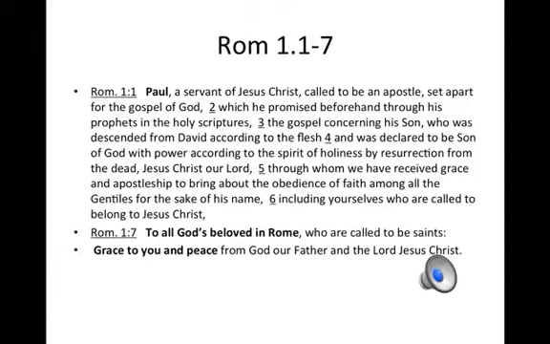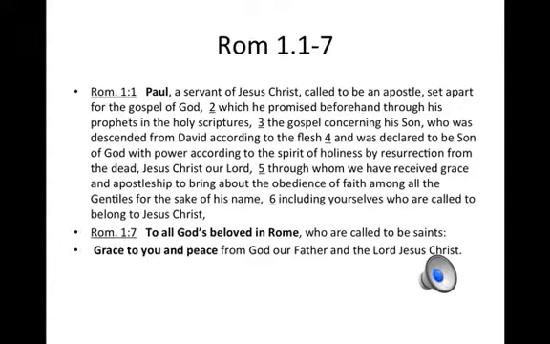So if we look at the first paragraph, we see that this book opens with some of the elements of a typical letter. A typical letter will have three elements. The name of the writer, we have that in verse 1, Paul. The name of the recipient, or recipients, and we have that in verse 7: To all God's beloved in Rome.